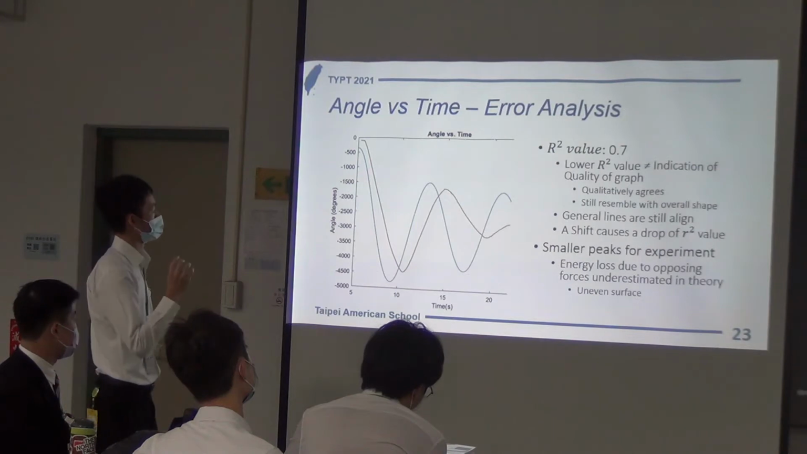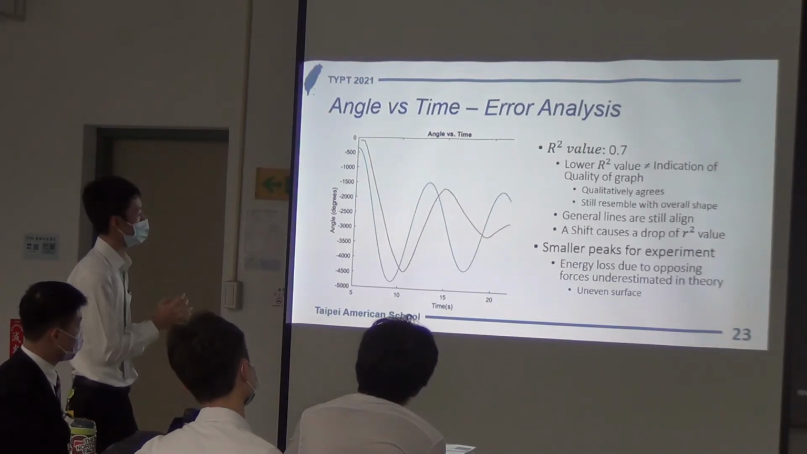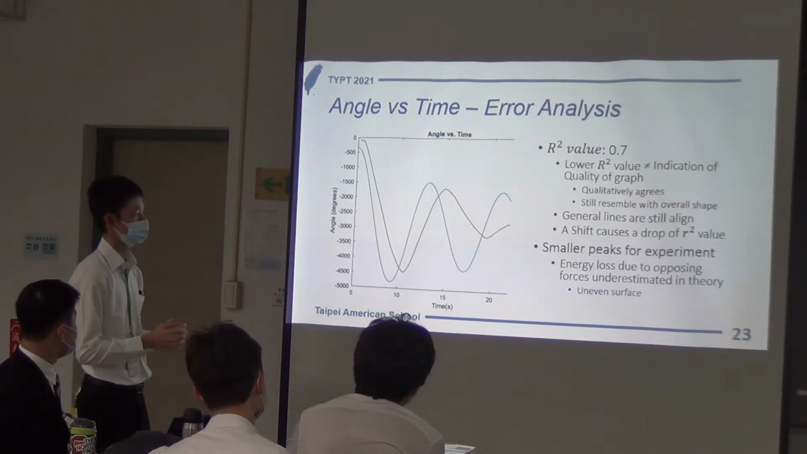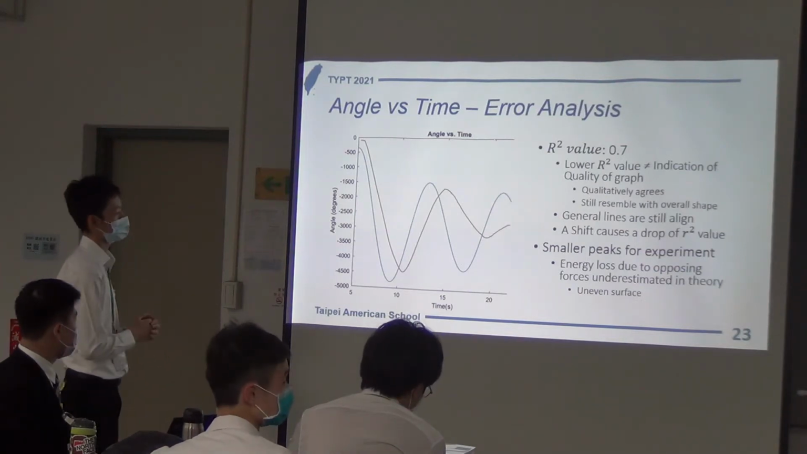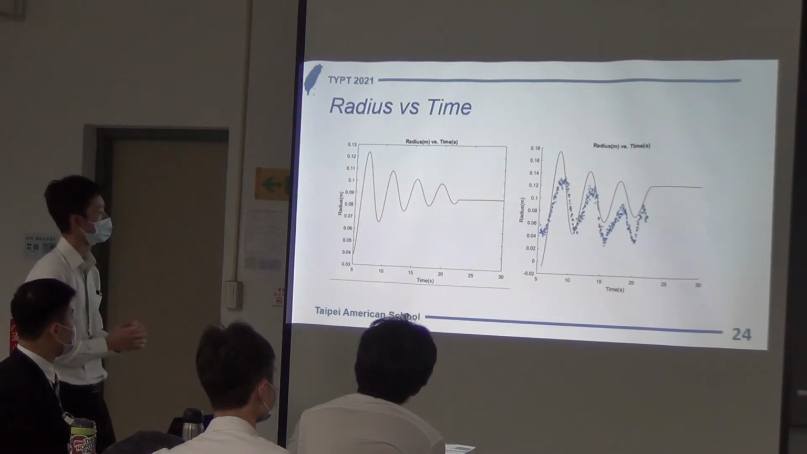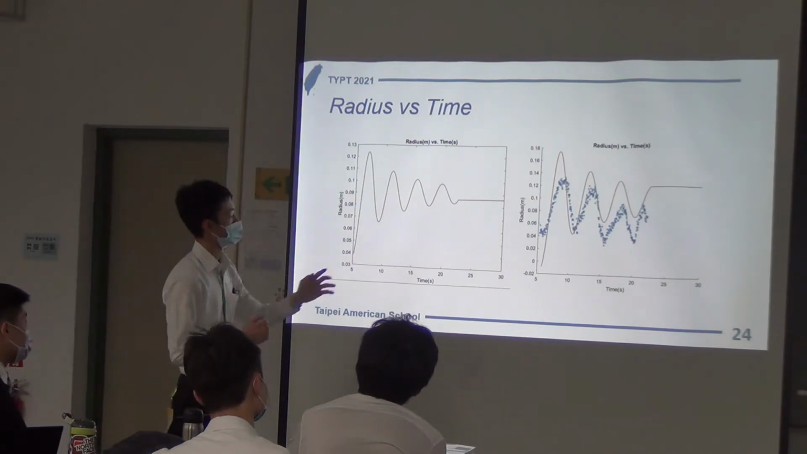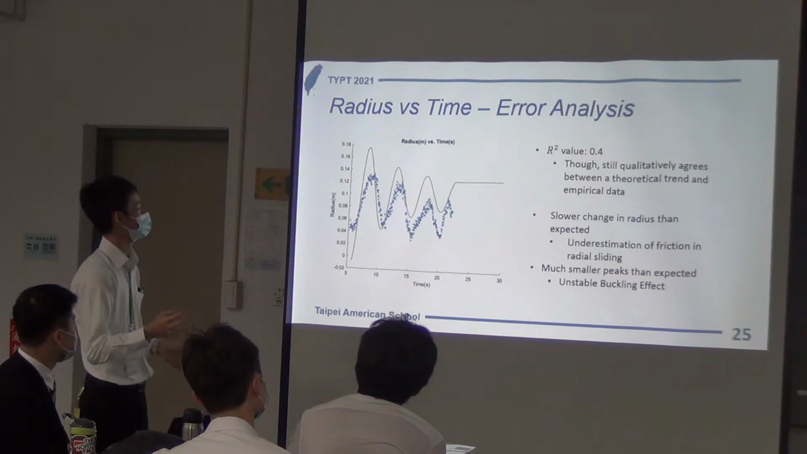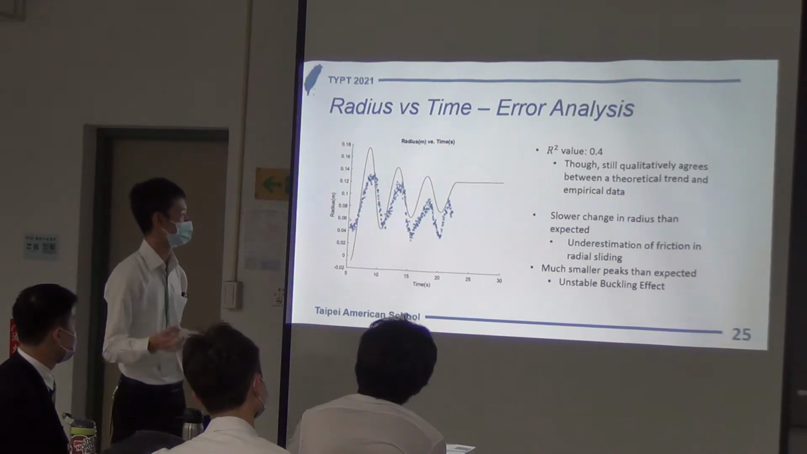We also have an explanation for our error analysis. The smaller peaks for our experiment may be due to some energy loss due to opposing forces that our theory underestimated, which, for example, could be caused by a somewhat uneven surface. So here is a similar demonstration of our radius versus time graph. Here is our theoretical graph, and here is our actual experimental graph. Next. You can see that this R-squared value is even lower, although it basically qualitatively agrees between the theoretical trend and empirical data.